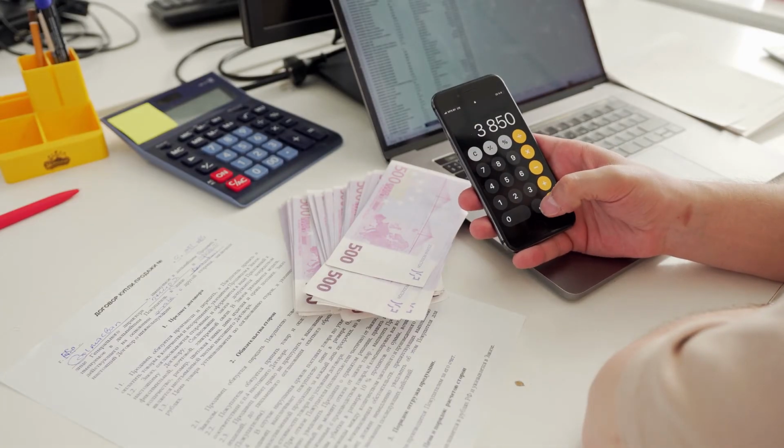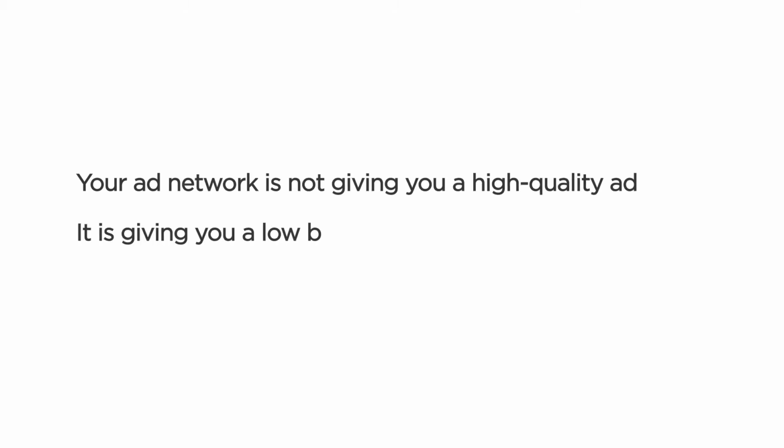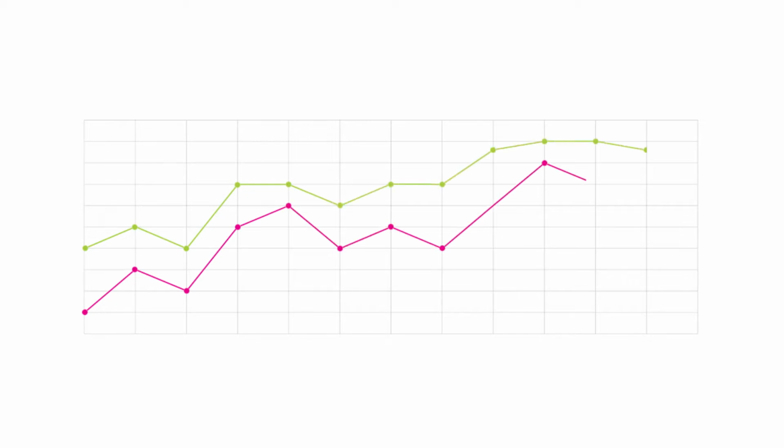The reason for this is your ad network is not giving you a high quality ad or it is giving you a low bid for ads. So if you do ad mediation in this game, you can make sure you're getting good eCPM and good fill rate. It's a cool strategy to increase the ad revenue of your game.